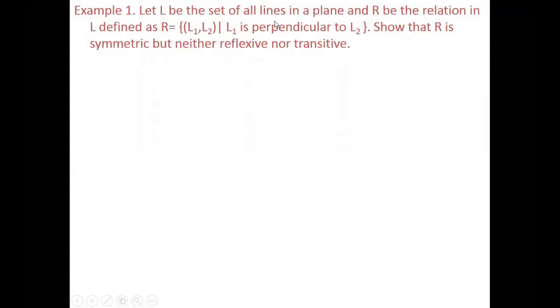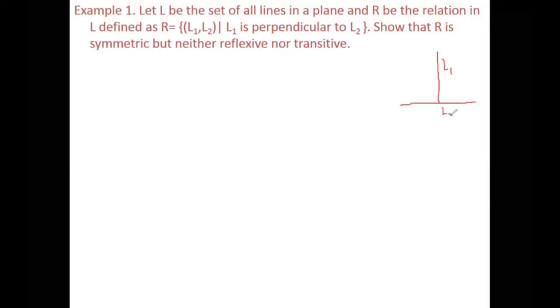Hello everyone. In this video, we'll discuss some examples of equivalence relation. Let L be the set of all lines in a plane, and R be the relation on L defined as (L1, L2) such that L1 is perpendicular to L2. Mainly, one line L1 is there. This is a line L1. Another line is there, L2.